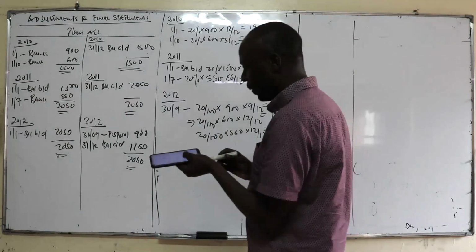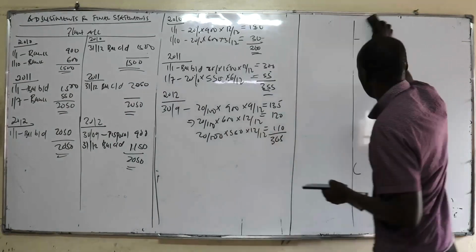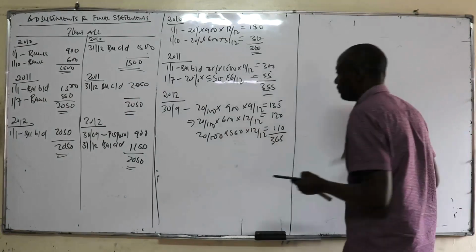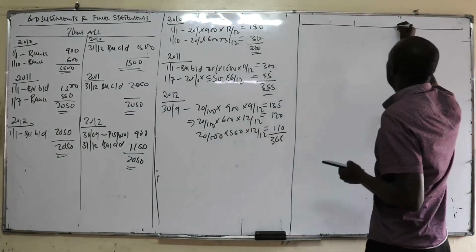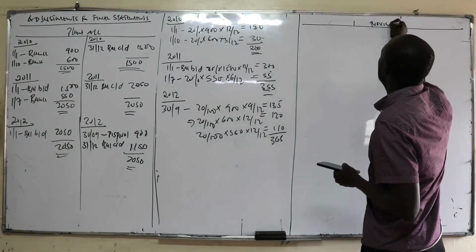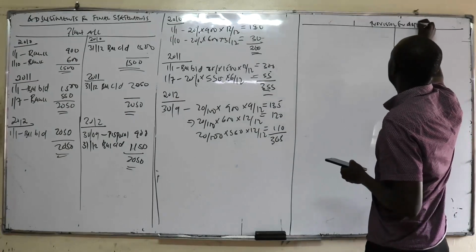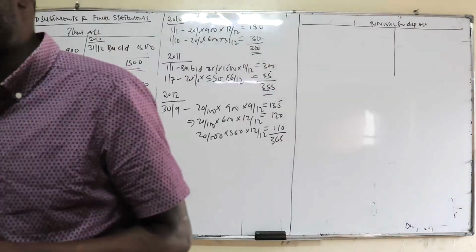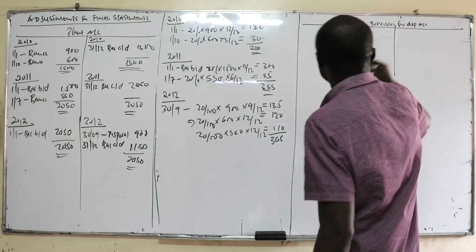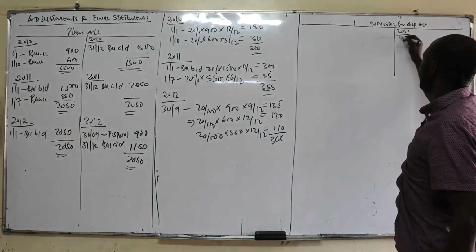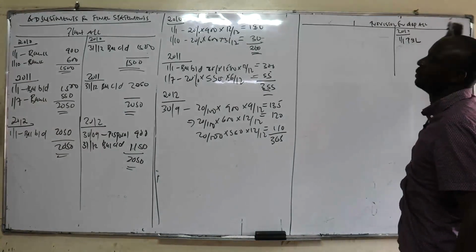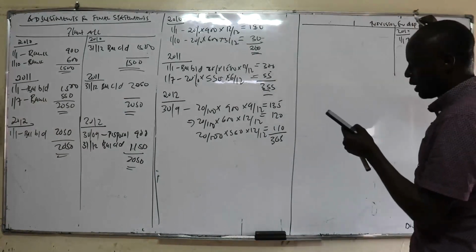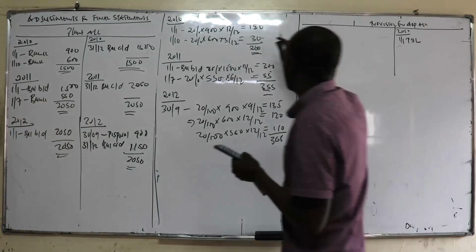Now we open what we call a provision for depreciation account. We open an account called provision for depreciation account. So we said when you charge depreciation, you debit profit and loss account and you credit provision for depreciation. So here in the year 2010, we're going to write here 1st January profit and loss account. Its total was 210.